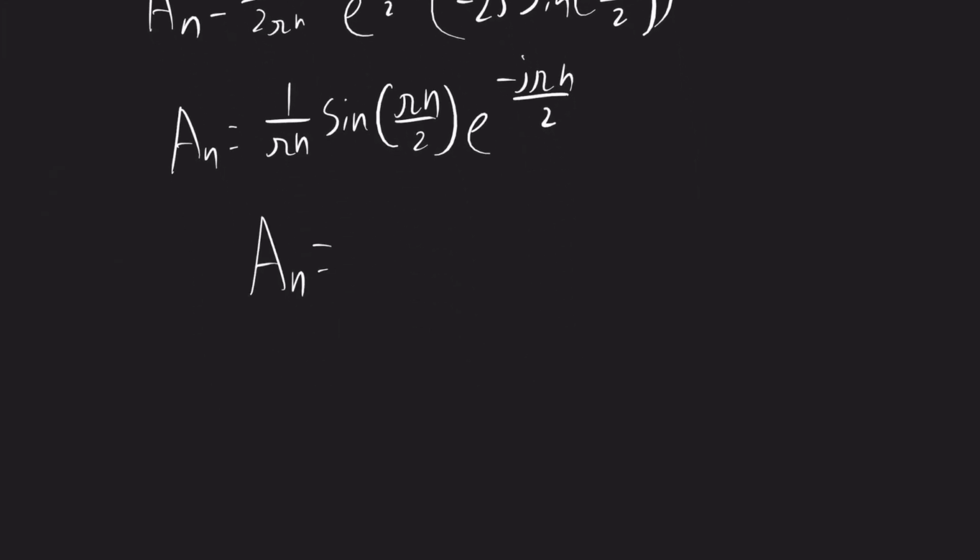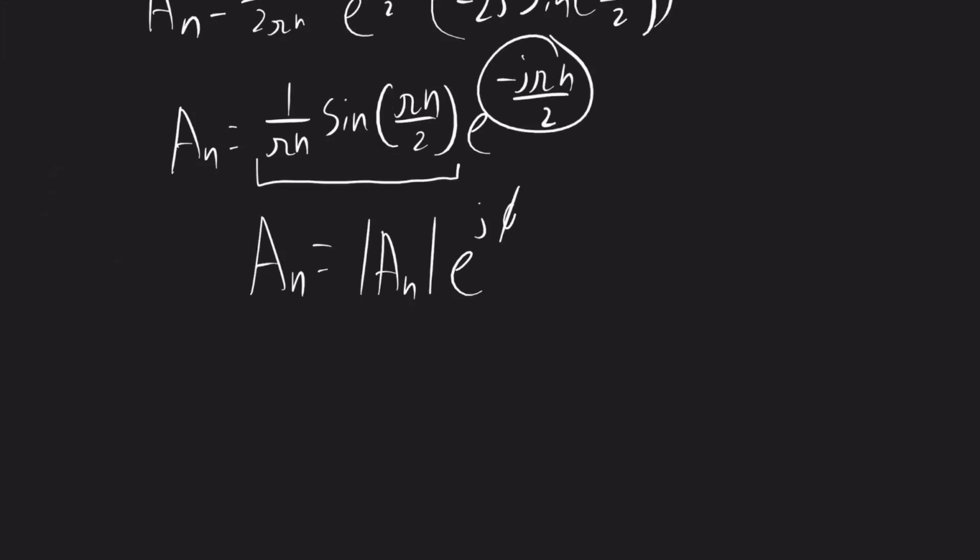Earlier, we said that a sub n was the magnitude of a sub n times e to the j phi, where the magnitude of a sub n was the magnitude of the cosine, and phi was the phase shift of the cosine for any given number harmonic. This first part in the a sub n equation we got for this square wave is just a number. So if we plug in an n value, such as n equals 1, we'll have 1 over pi times sine of pi over 2, which is just 1. So it'll be 1 over pi. So the magnitude will be 1 over pi, and the phase shift when n equals 1 will be negative pi over 2.